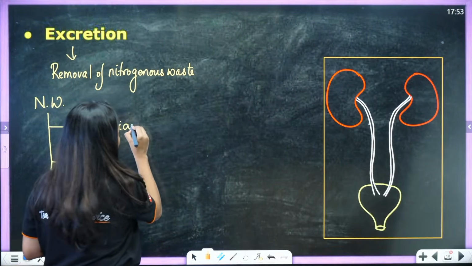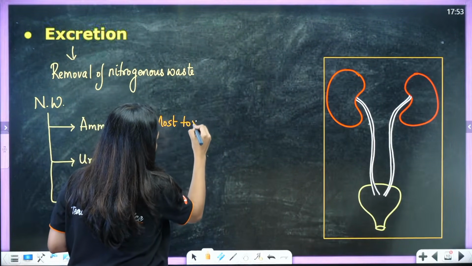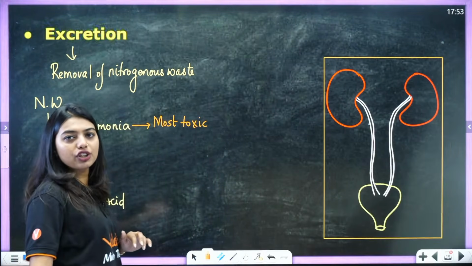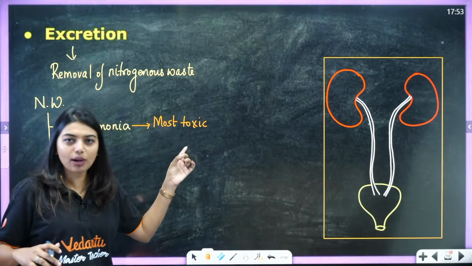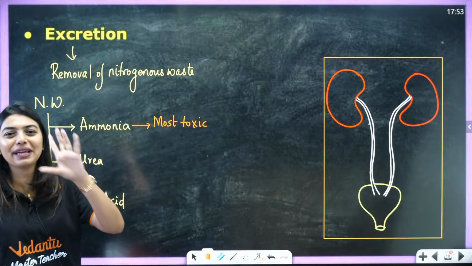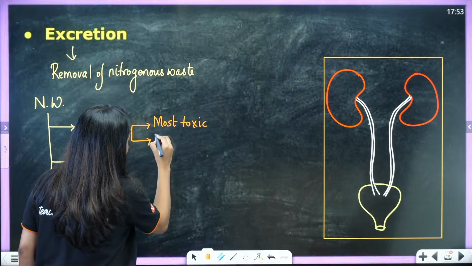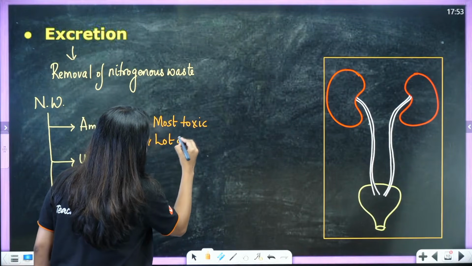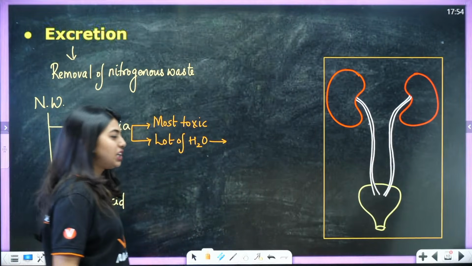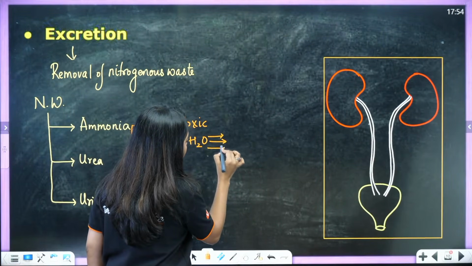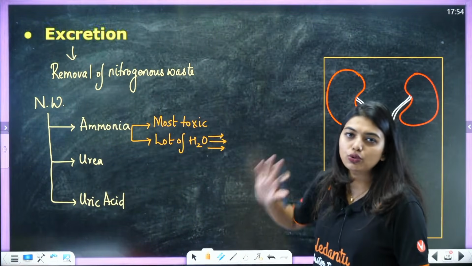But ammonia is the most toxic. You tell no in your Instagram and all, red flag, green flag. So the biggest red flag among all these three is your ammonia. Because it's the most toxic, it needs a lot of water to be expelled out. Like how you use all your energy to push a toxic person out of your life, this one also needs a lot of water to go out.